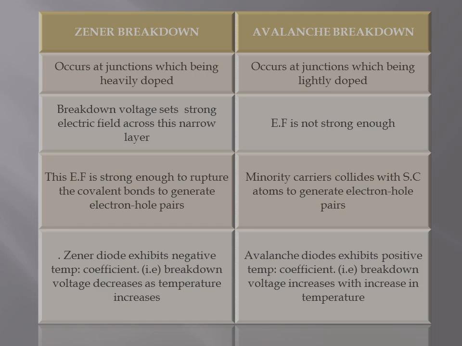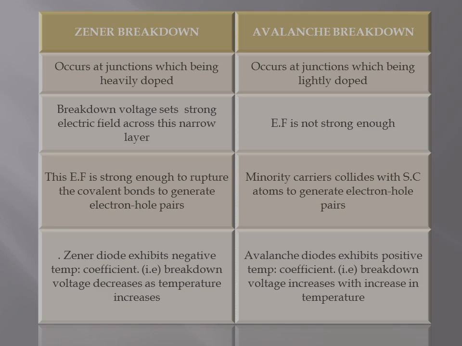This voltage which makes the breakdown is called Zener breakdown, we know that, and this makes the electric field across this narrow layer, across the depletion layer. While in avalanche, the electric field is not strong enough to set a voltage in this particular layer. And next, the electric field is very strong, strong enough to rupture the covalent bonds.